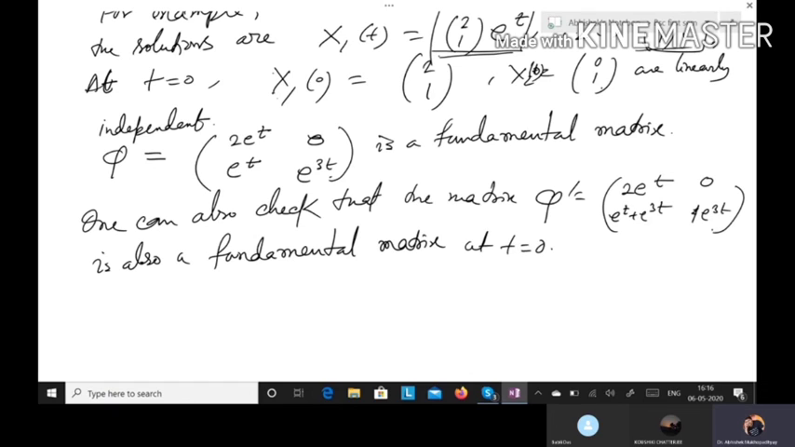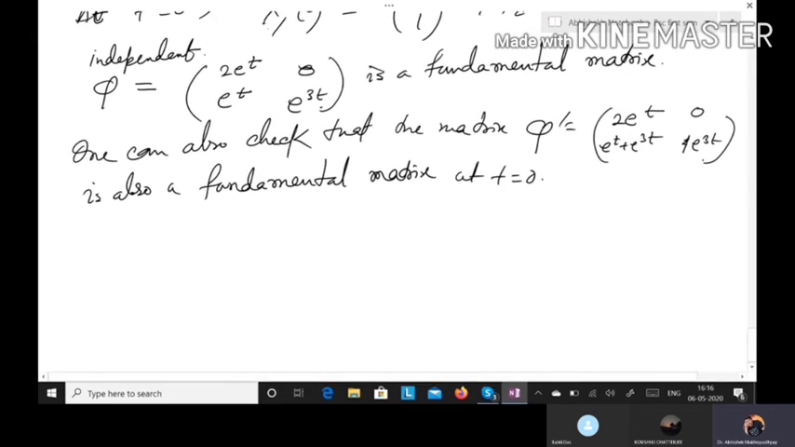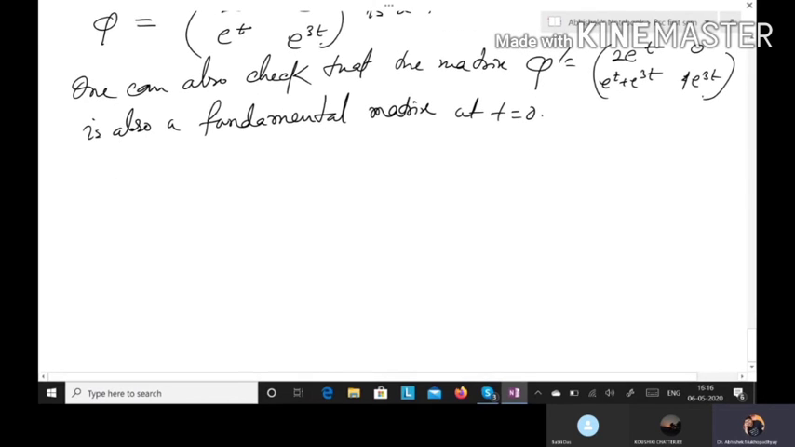The definition of fundamental matrices will give a necessary and sufficient condition for a matrix to be a fundamental matrix, which is as follows. So from the definition, we will have the following theorem. What is the theorem?